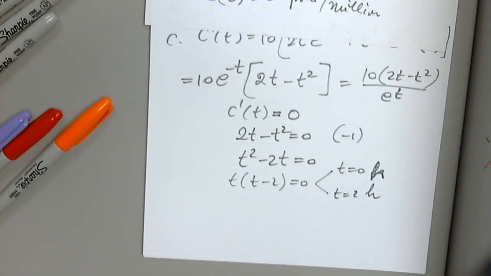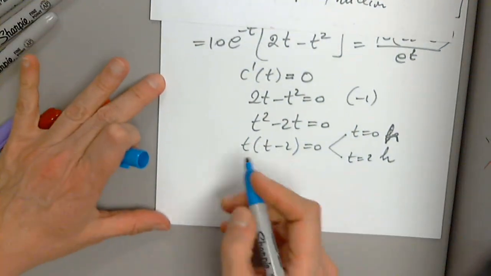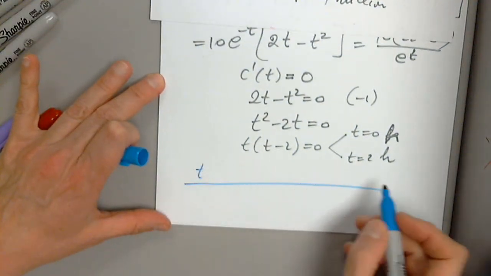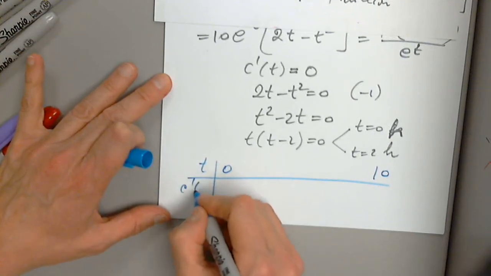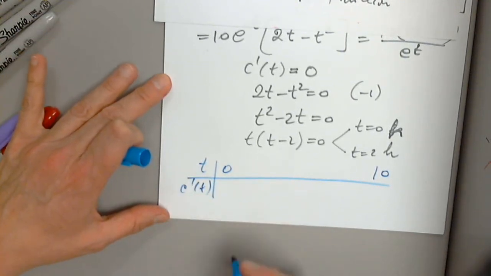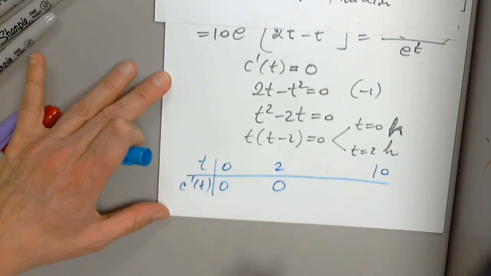So critical numbers 0 and 2. But will I know whether one of them gives a max or a min? I don't know. I have to study the sign of the derivative. So here is t. We're only interested between 0 and 10. And here is c prime of t. And we have 0 at 2.